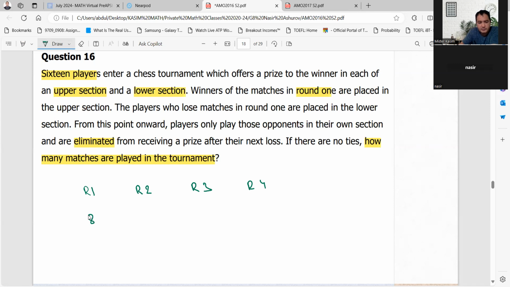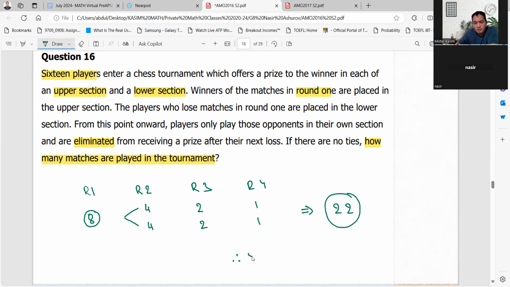8. Good. Now after that, we have 2 sections, right? Upper section and lower section. In the upper section, we have 8 players, and in the lower section, we have 8 players, right? Yeah. So in round 2, how many? It is 4 and 4. It is 8, right? In round 3, 2 and 2. It is 4. In round 4, 1 and 1. That's it. So why do you say 14 then? The total number should be 22, right? Yeah. Why do you say 14?